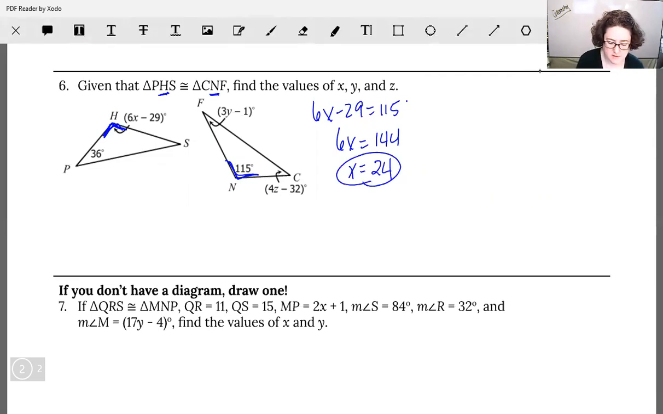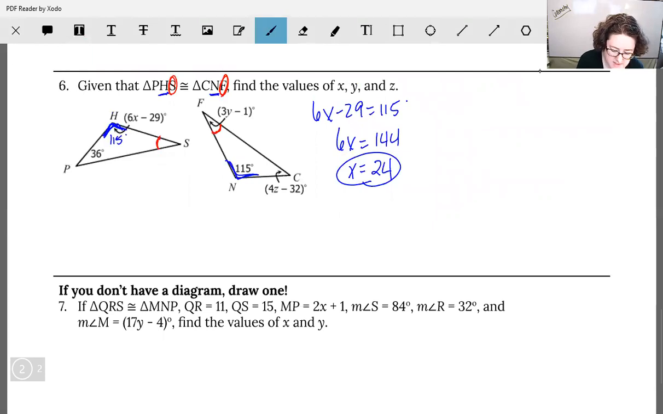Alrighty, next one. Let's look for our y. So our y is in angle F, which means we're looking at angle S. Except we don't know that information yet. So I actually have to pause here and think about, well, what extra information do I have? I know that in the left-hand triangle, I've got angle P is 36. I know angle N was the same thing as angle H, so that was 115.